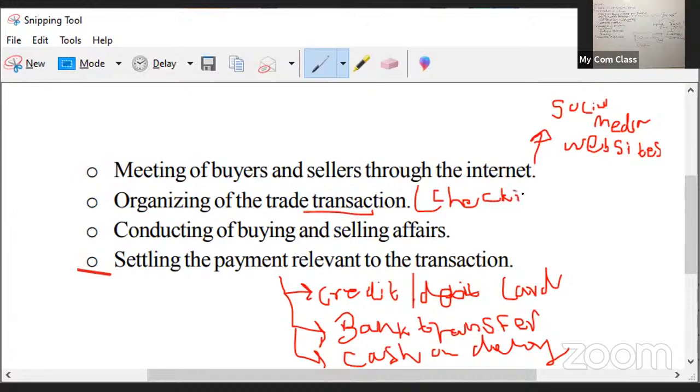So you're checking the conditions. A model number එකක් තියෙන්න පුළුවන්, color එකක් තියෙන්න පුළුවන්, right? So you organize it and you provide the address, the delivery address. So you organize it and then you confirm, right? Conduct the buying and selling affairs and settling the payment.